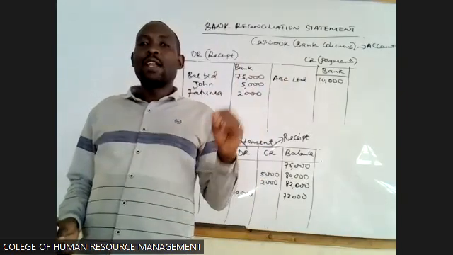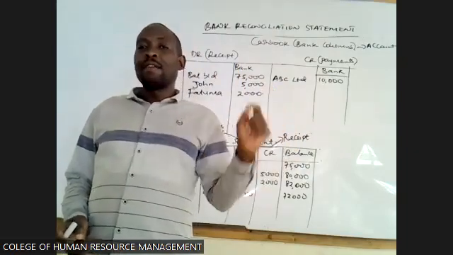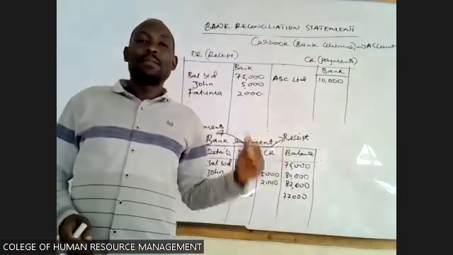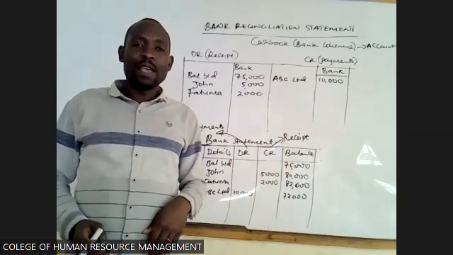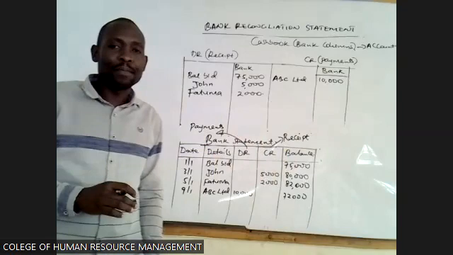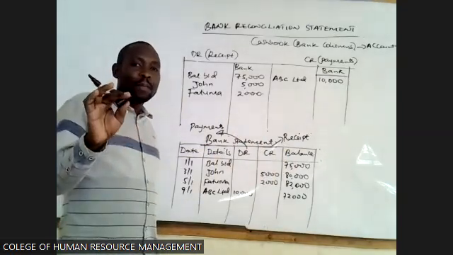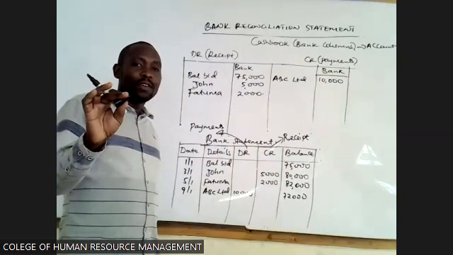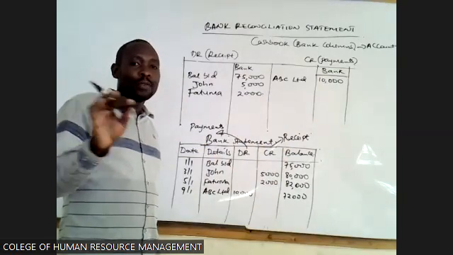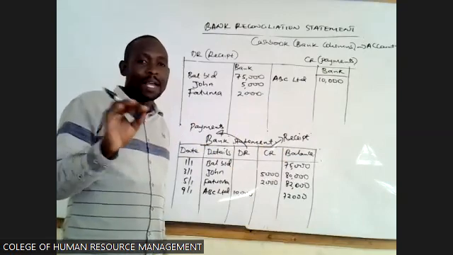We need now to do an investigation. Why is the cash book bank column balance different from the bank statement balance, yet they are supposed to be the same? We investigate and we find out the reasons as to why. So that is the starting point. Why do we prepare the bank reconciliation statement? To explain why the two documents are having different balances.